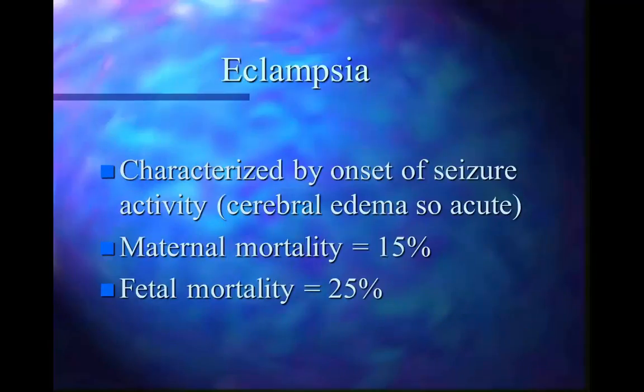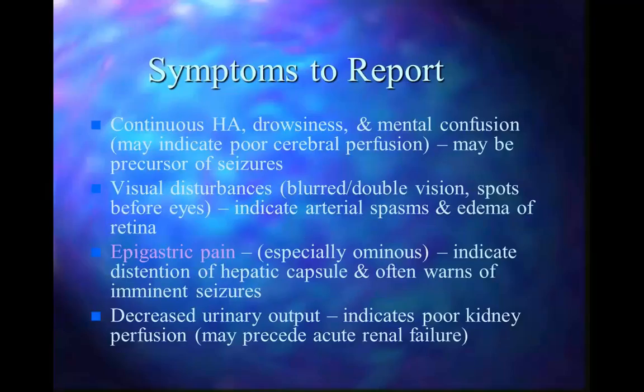Eclampsia, as I mentioned earlier, this is characterized by the onset of seizure activity, and this is because you have so much now cerebral edema. Once you have eclampsia, the mortality rate for mom is up to 15%, and the fetus is up to 25%. So we teach moms the symptoms to report if they have a continuous headache or drowsiness or mental confusion. This could be due to poor cerebral perfusion, and it may be a precursor of seizures.